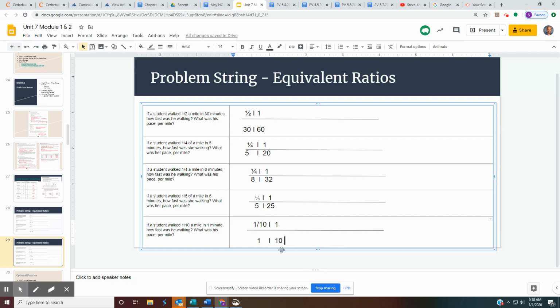All right. Hopefully you all understand this. Just using a simple ratio table will help us with our division, and help us with our multiplication and division of fractions.